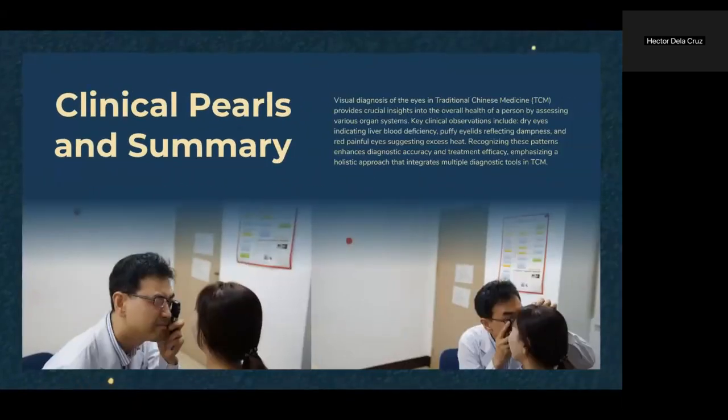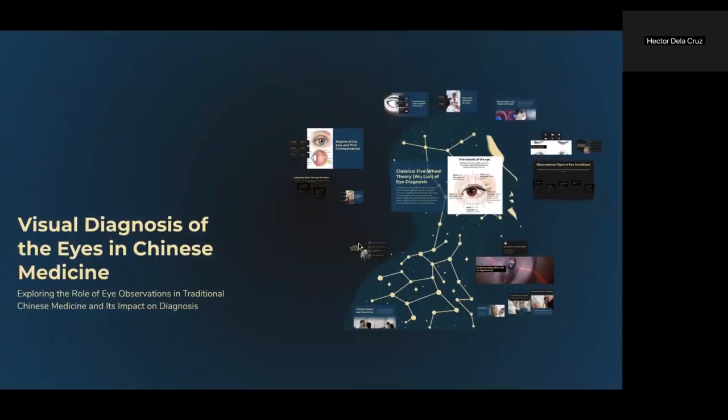Visual diagnosis of the eyes in TCM provides crucial insights into the overall health of a person by assessing various organ systems. Key clinical observations include dry eyes indicating liver blood deficiency, puffy eyelids reflecting dampness, and red painful eyes suggesting excess heat. Recognizing these patterns enhances diagnostic accuracy and treatment efficacy, emphasizing a holistic approach that integrates multiple diagnostic tools in TCM.